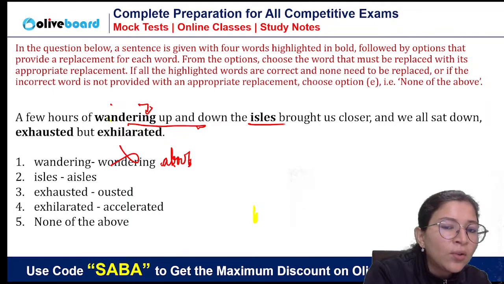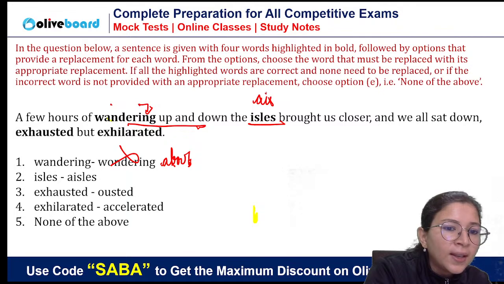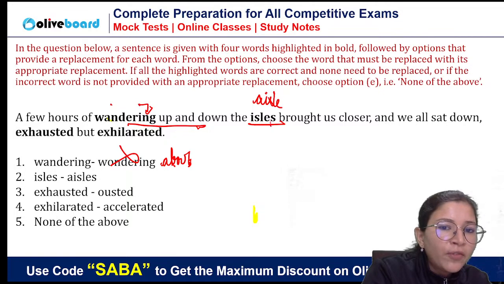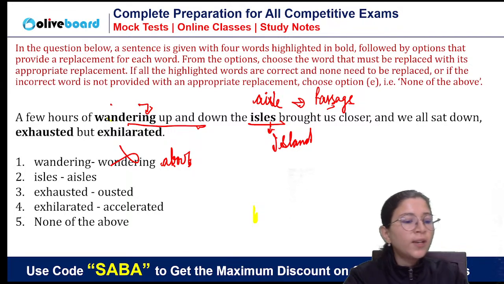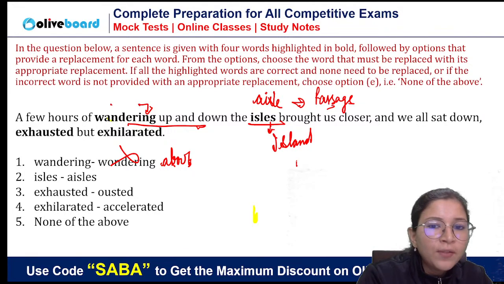Down the aisle will go, or AILE. What is the difference? This aisle refers to island. तो island के ऊपर नीचे नहीं भटक रहे थे. This aisle, you know, passage. Aisle in the train, we have the place between the passage between two rows, that is basically called aisle. Okay. So this will not go, brought us closer, and we all sat down.